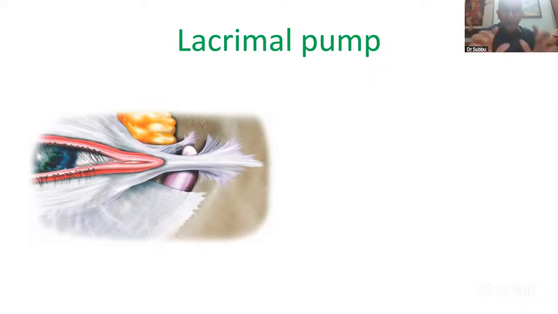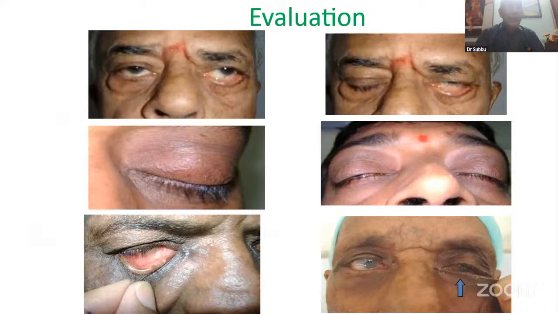We can get the movements, but these movements will not be as good as that of a normal person. Hence, they may still be left with a bit of watering because of the imperfect functioning of the lacrimal pump. This lacrimal pump is nothing but the blinking we do about 18 to 20 times per minute.